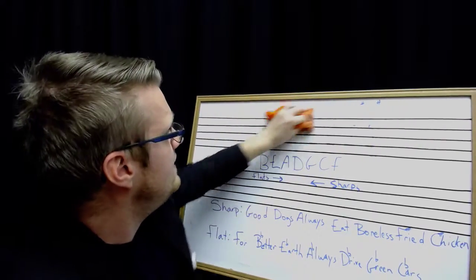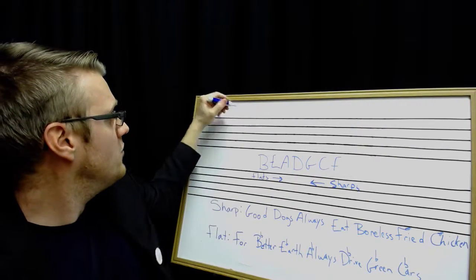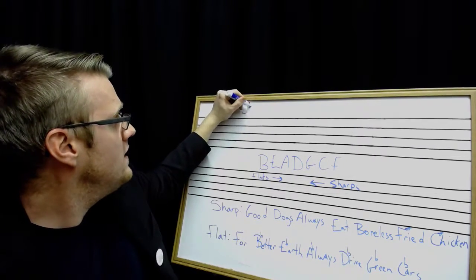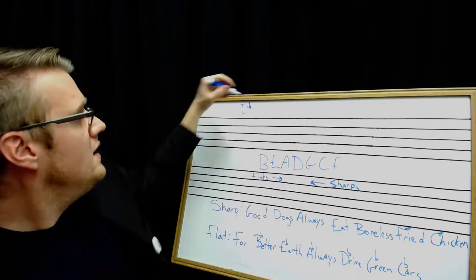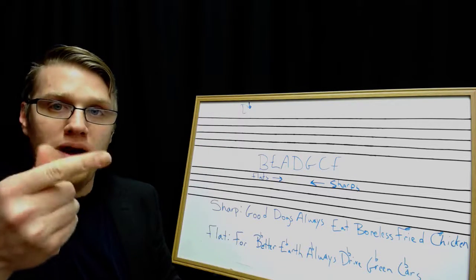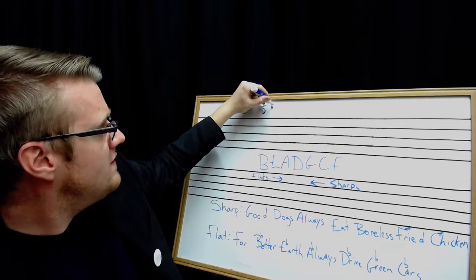Let's do a different key. Let's do a flat key. Let's do the key of D flat. All right, so we're doing D flat here. Is it a sharp key or a flat key? Well, it has a flat next to its letter name, so it's definitely a flat key. And how many flats does it have? Better, earth, always drive. It has 5 flats.